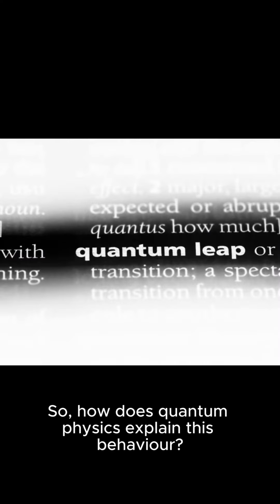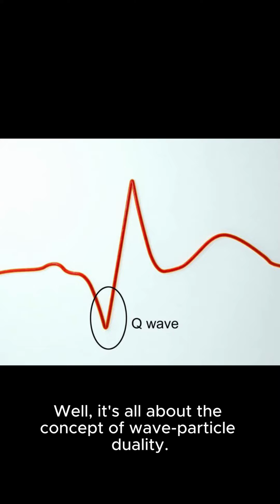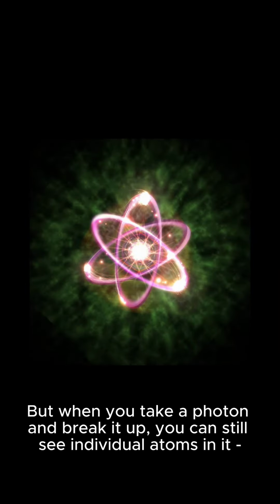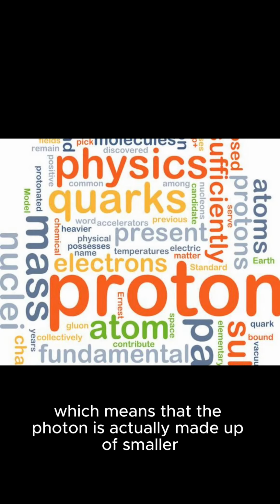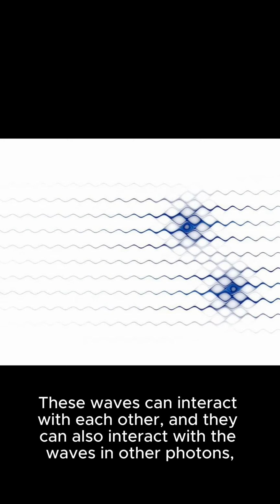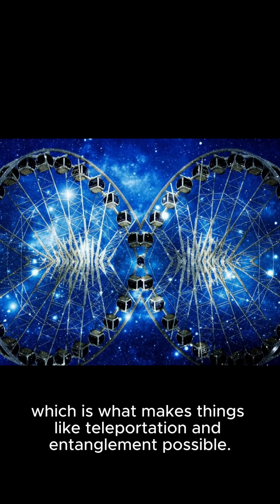So, how does quantum physics explain this behavior? Well, it's all about the concept of wave-particle duality. Classically, light is just waves. It spreads out and doesn't have a defined shape. But when you take a photon and break it up, you can still see individual atoms in it, which means that the photon is actually made up of smaller and smaller waves that are all moving in different directions. These waves can interact with each other, and they can also interact with the waves in other photons, which is what makes things like teleportation and entanglement possible.